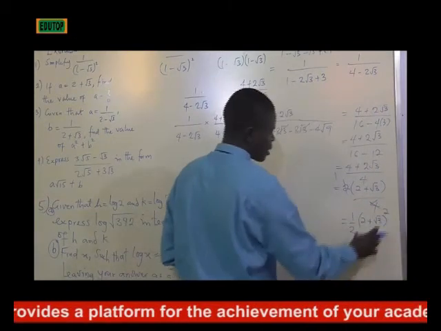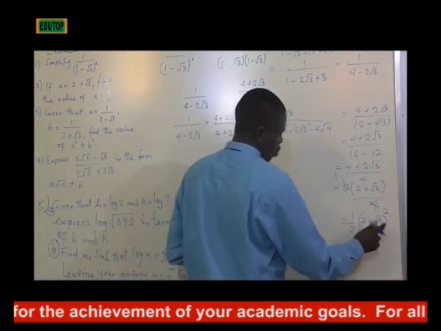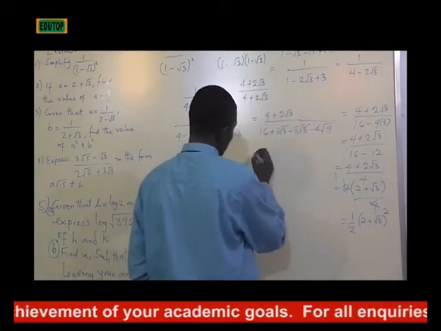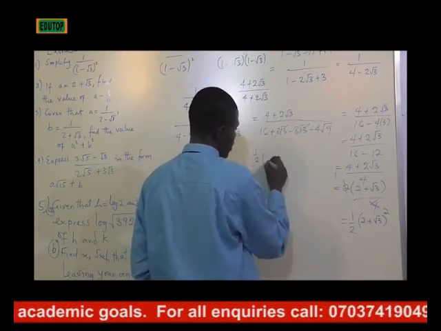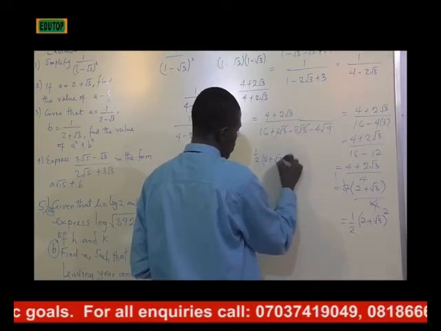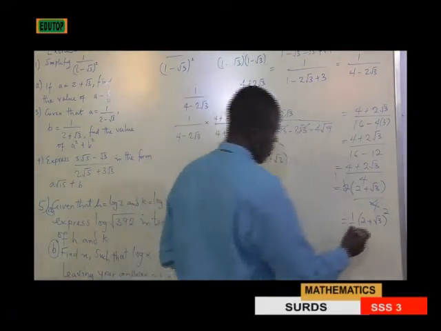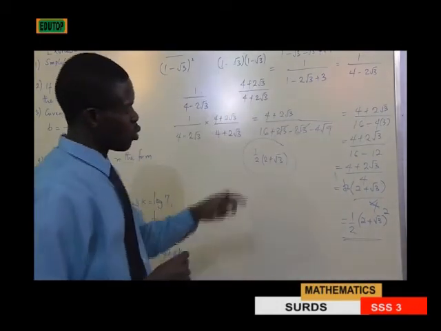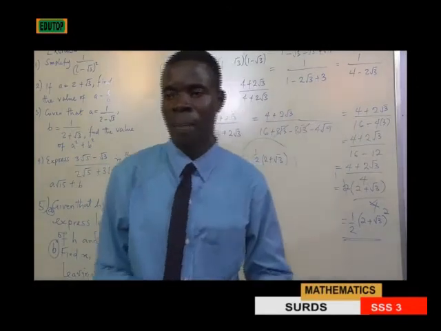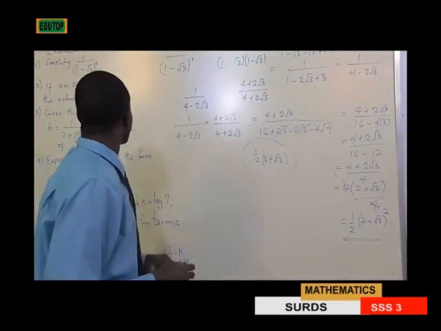And it should be noted that this is not the denominator, so we mustn't write it this way. If we write it this way, then this is what is known as a mathematical blunder. So we are meant to put it this way: 1 over 2 into 2 plus root 3. That is the answer to question number 1.